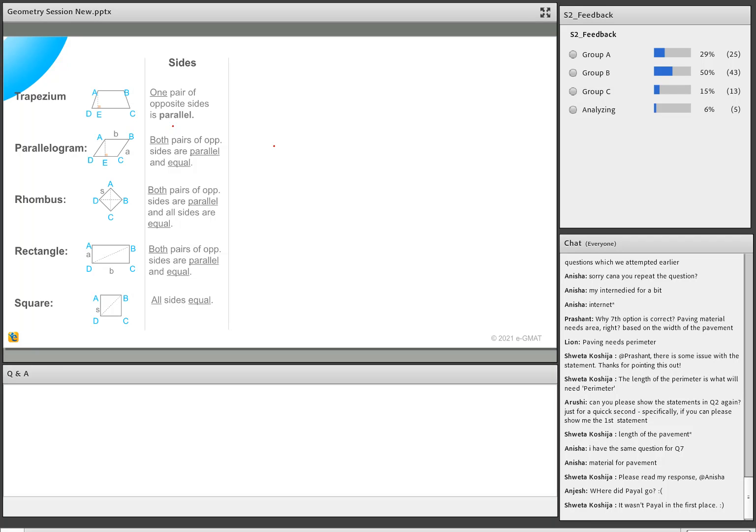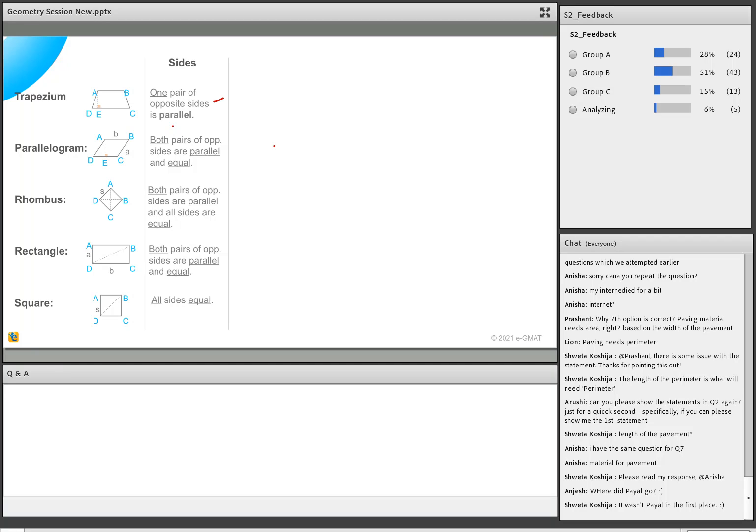Okay, so let's talk about the sides. Let's talk about the 5 most common quadrilaterals that are tested on your actual GMAT. The most basic ones are obviously rectangles and squares, and then you have rhombus, parallelogram, and trapezium. Now, in this session, I'm going to give you a very brief idea about a few concepts around these 5 quadrilaterals. The first one is obviously sides.